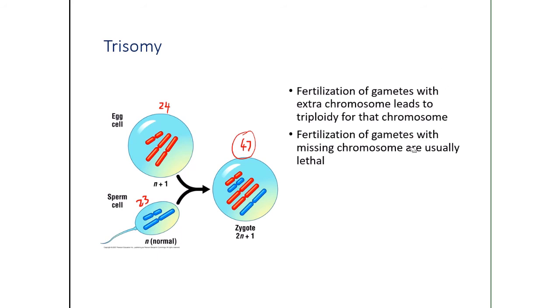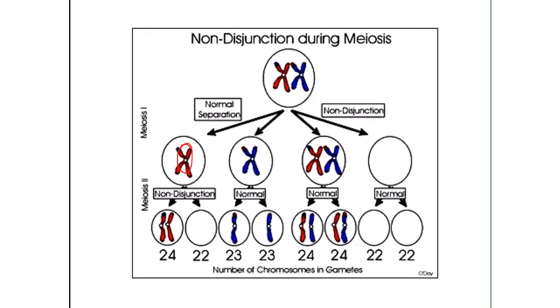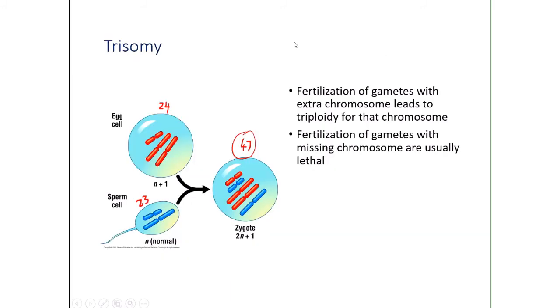The fertilization of gametes with a missing chromosome is usually lethal, so they are not going to form a zygote at all. So these cells, right, this one over here, this one, even if they get fertilized, they're not going to make it. Okay, so that's good in a sense because there will not be any chromosome abnormalities in the baby. But if you have extra chromosomes, then that's where problems are going to arise.